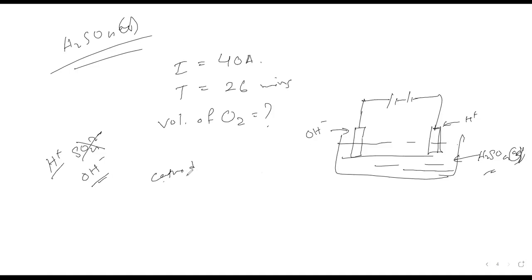For cathode, we have H plus discharging, gaining electron, forming H2. So 2H plus and 2e minus. Then we have for the hydroxide part, OH minus. We need to remember that when hydroxide is discharged, losing electrons, it forms oxygen and water. So now we have to balance it. Let's say we have oxygen to the right, and one oxygen, one hydrogen towards the left.